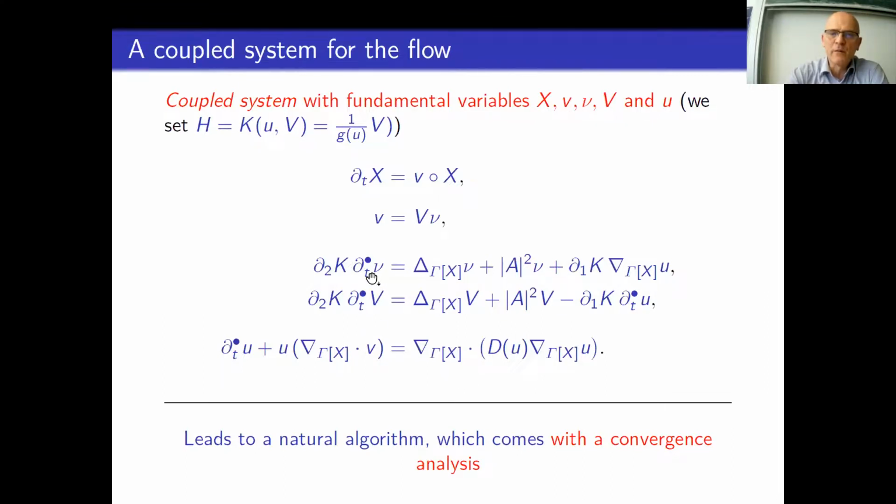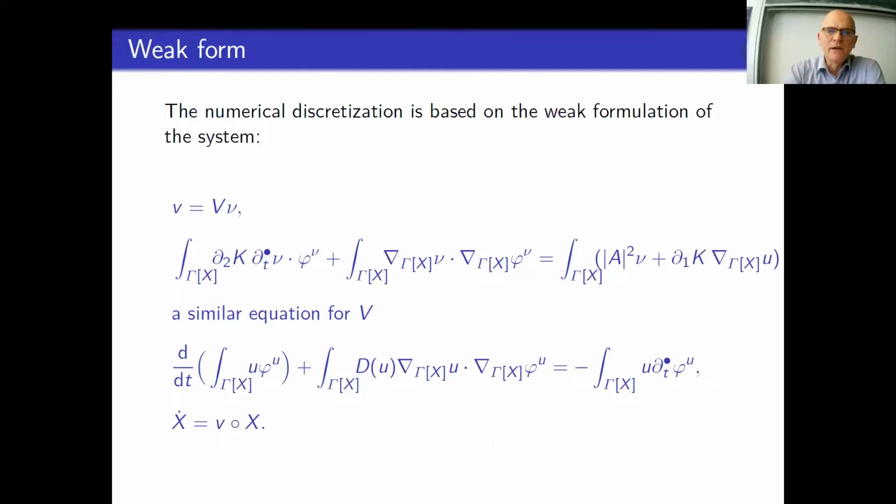So the time derivative of the normal equals something, the time derivative of the velocity equals something, and now I have this abbreviation k of u and v is 1 over g of u times the velocity. And I have here an evolution equation, which is basically the one I had before for the concentration. And this leads to a natural algorithm, and we can also do a convergence analysis for this. I won't have much time to show you the details.